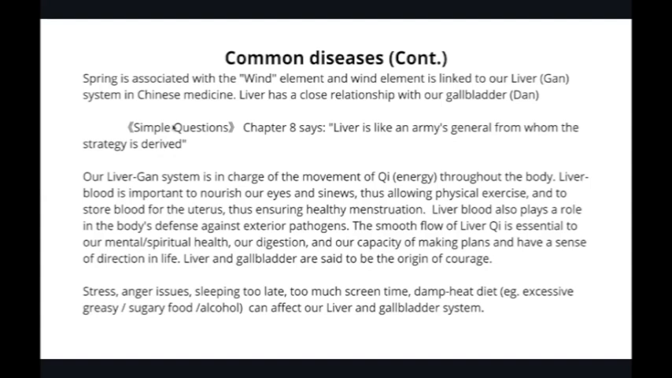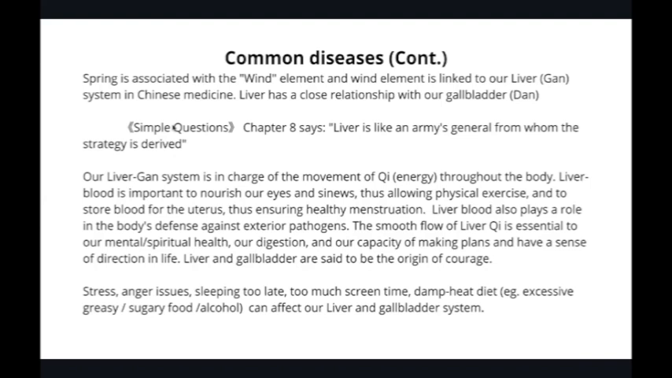And the liver blood is important to nourish our eyes and the sinews, like the tendons, so allowing physical exercises. And liver blood also helps the uterus, so ensuring a healthy menstruation. And liver blood plays a role in our defense system against exterior pathogens. So say the pathogens from like the pollen or the external wind cold or even viruses, liver is very important in this sort of defense health system.